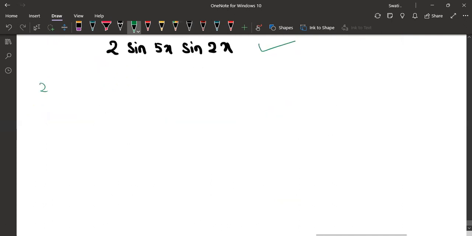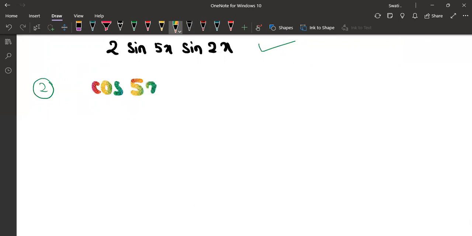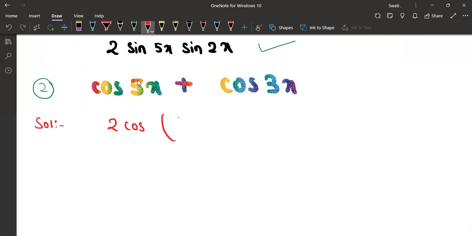So all these are formula based, only the formulas that I have written just now. So the next is cos 5x plus cos 3x, right? So let us simplify this. Cos 5x plus cos 3x is in the form of cos c plus cos d, and the formula we know is 2 cos (c plus d)/2, so (5x plus 3x)/2, into cos (c minus d)/2, that means (5x minus 3x)/2, right?